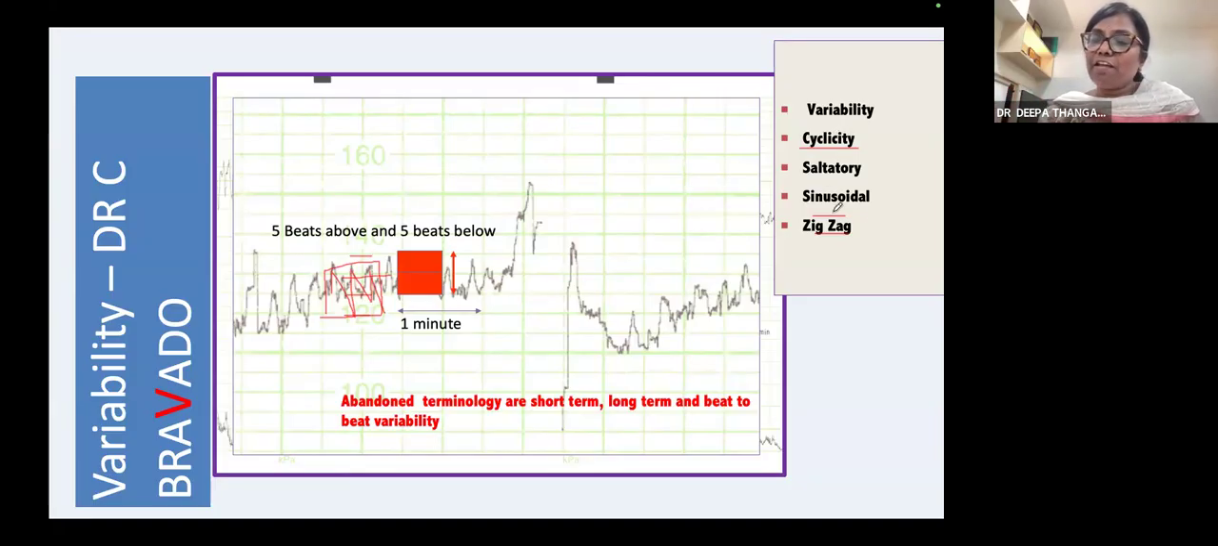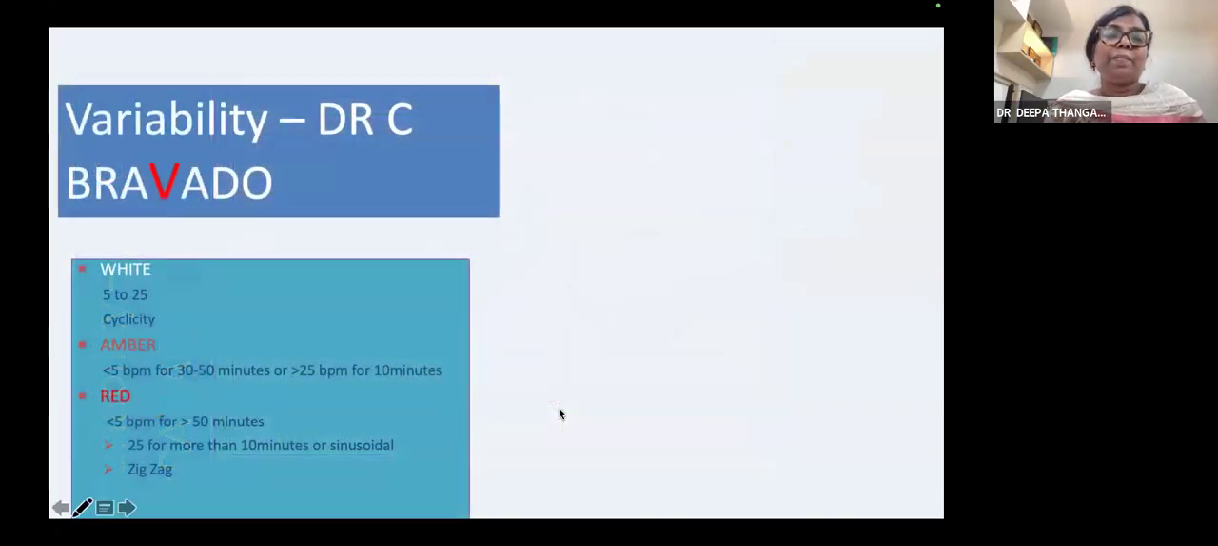Sinusoidal is like a waveform. Zigzag is like a chuck chuck chuck. I'll just show the trace. Whenever you describe the variability, do not say beat to beat variability. This beat to beat going up and down cannot be seen properly with the naked eye. Only in a computerized CTG can we say beat to beat variability, with terminologies like short term and long term variability. We cannot say that on normal CTG paper, only on computerized traces.